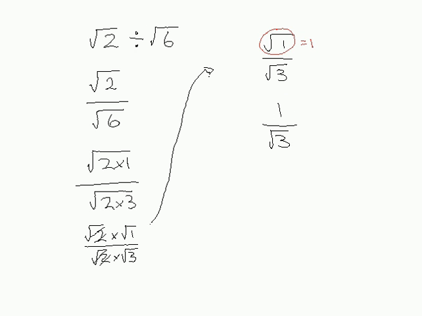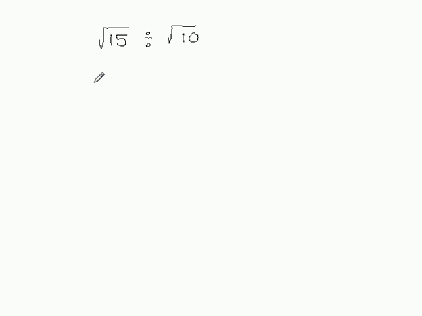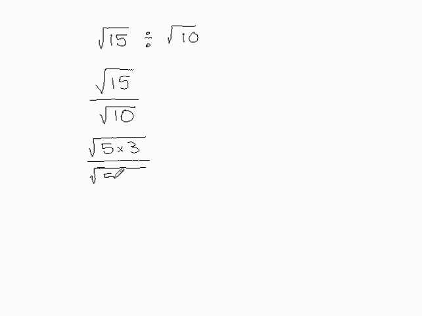Let's have a look at another one. Okay, so again, we'll put the question, the division, in fraction form, like that. Now I can see that 15 and 10 are both in my 5 times table, so I'm going to write that as 5 times 3 for the top. And, whoops, do the root sign first, 5 times 2 for the bottom.